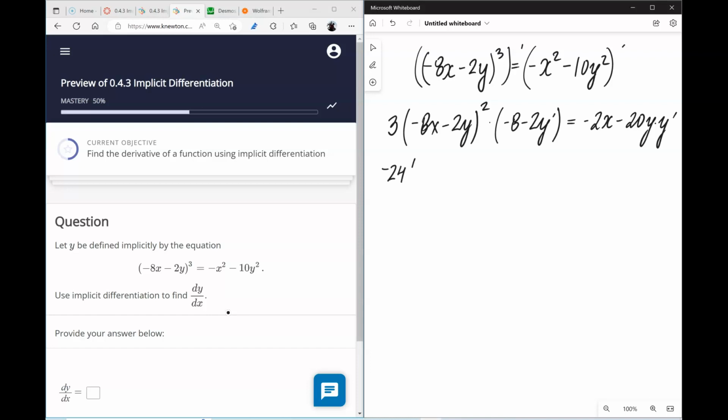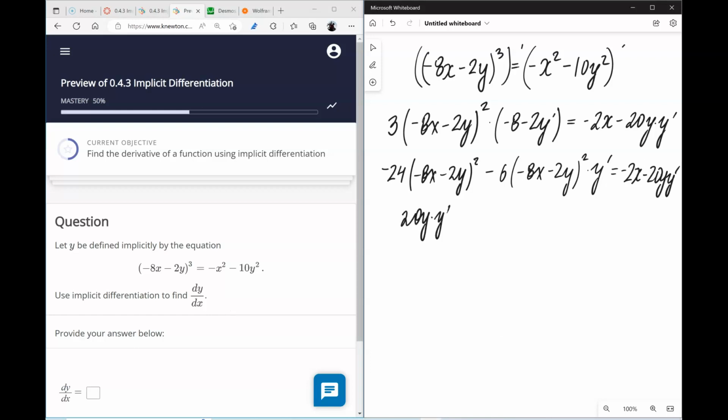So we have negative 24 times (negative 8x minus 2y) squared, minus 6 times (negative 8x minus 2y) squared times y prime. And I'm going to just copy this, negative 2x minus 20y y prime. And now we're going to bring all the y primes to the left. So 20y times y prime minus 6 times (negative 8x minus 2y) squared y prime. And we're going to bring everything that doesn't have y prime to the right side. So 24 times (negative 8x minus 2y) squared minus.